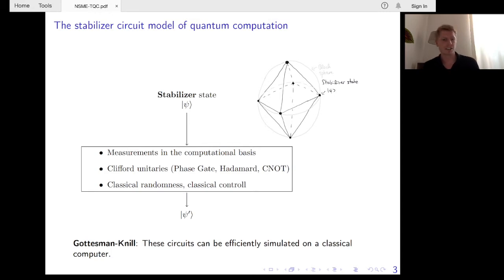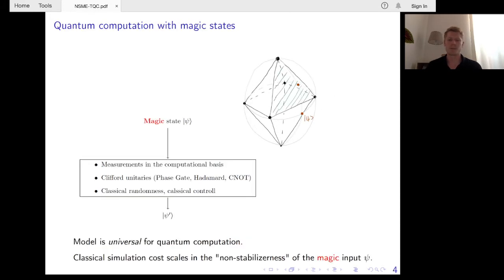It's well studied. It's pretty fruitful for quantum error correction, but the major drawback here is that this model can be efficiently simulated on a classical computer, and this is the famous Gottesman-Knill theorem. Okay, so how can you promote this model to universality? Well, instead of taking as an input state a stabilizer state, you take as an input a magic state, some state that does not lie inside this octahedron there.